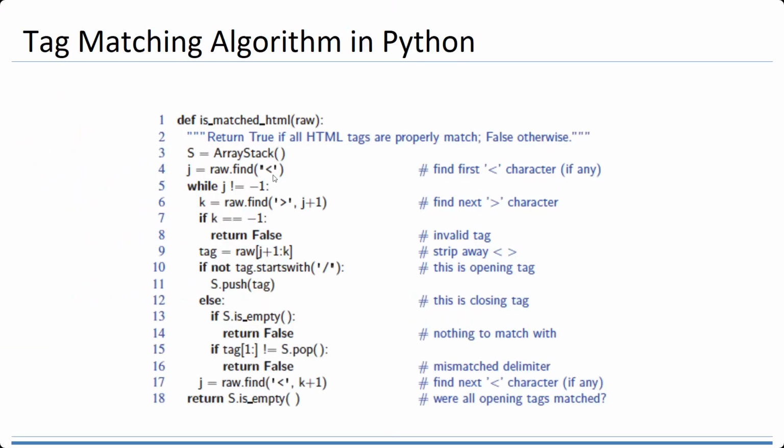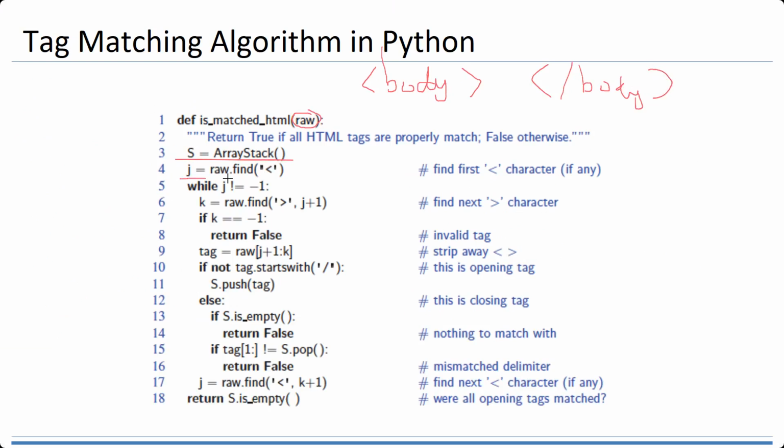So this is the tag matching algorithm in Python. Maybe I cannot do it one by one, but you can check. Now we have the S. It is an object of the array stack. And then you will check based on this row. So let's say I have body, and then I have slash body. So this is a match.